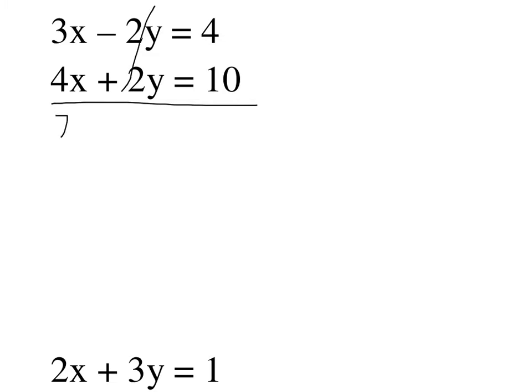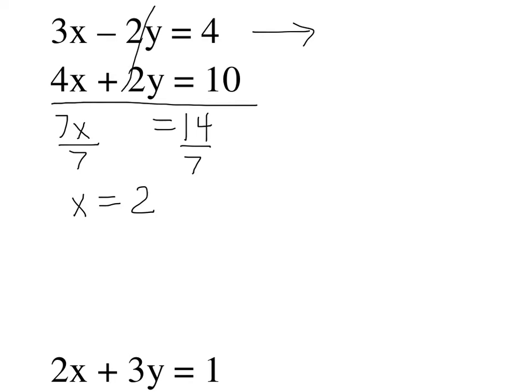3x plus 4x is 7x. 4 plus 10, 14. So that gives us an equation that has just one variable in it because we eliminated the y's. Now we can solve for x. How do we get rid of 7? It's 7 times x. We divide. So x equals 2.